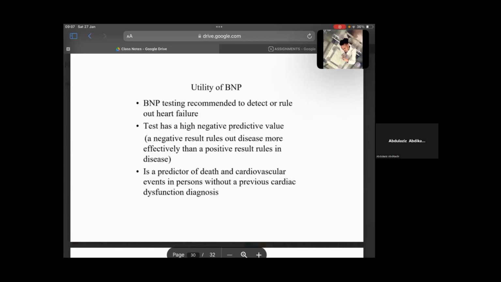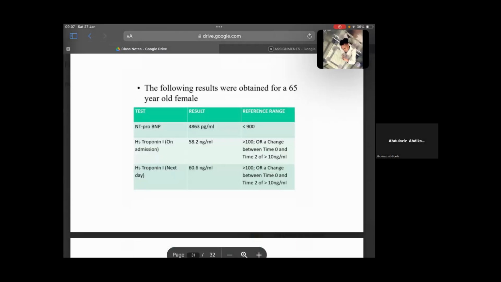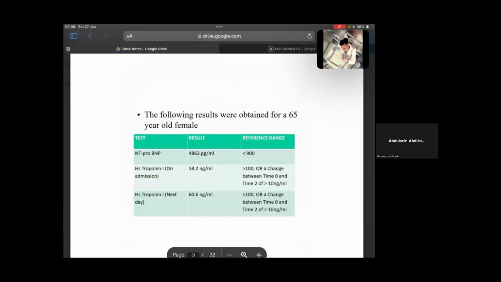The natriuretic peptides are used for heart failure. The other ones are used for ischemia. Like this table also, we will not cover it now. We will cover it another time, as a quiz at the end.